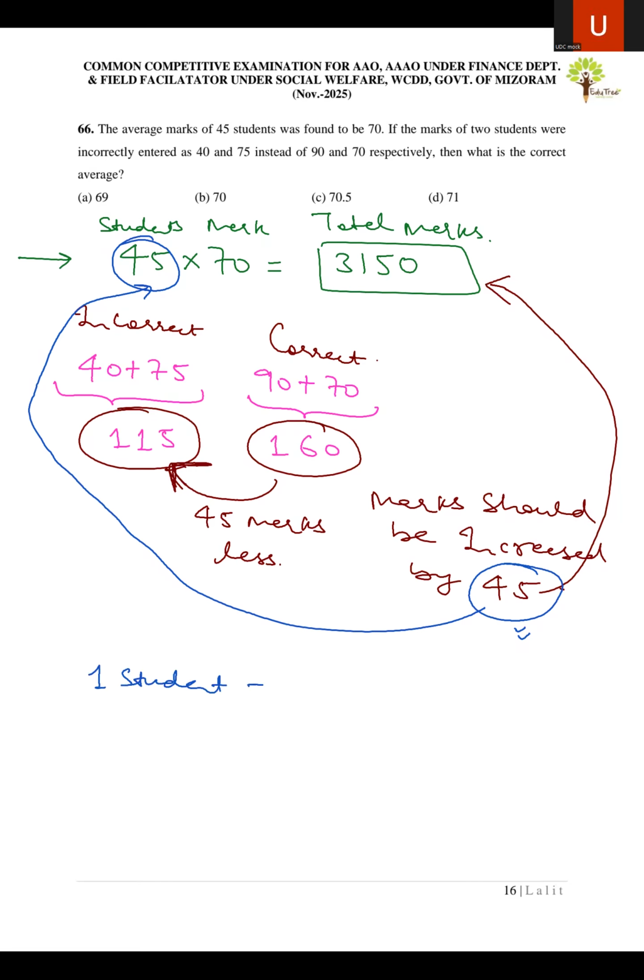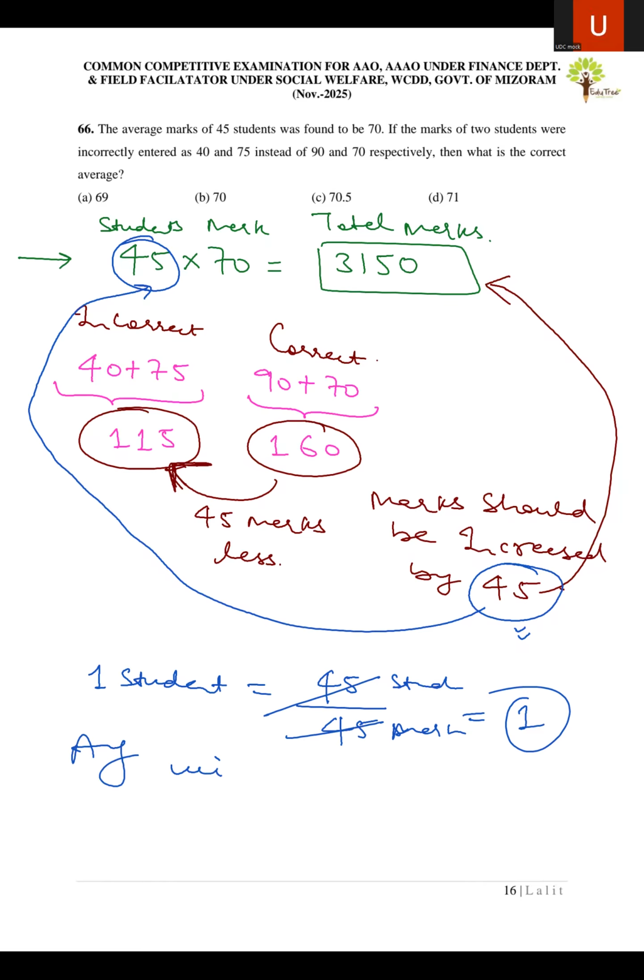45 marks are to be distributed among 45 students. 45 students, 45 marks. So how many? One. That is, the average will increase by one. The average is how much? 70. 70 plus 1 equal to 71. That is very simple. Nothing else in this.